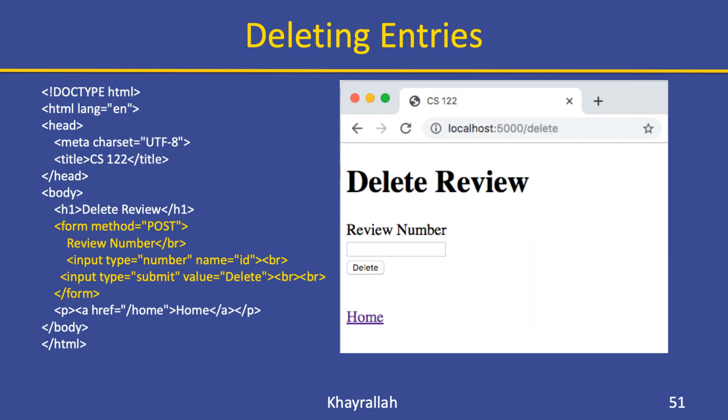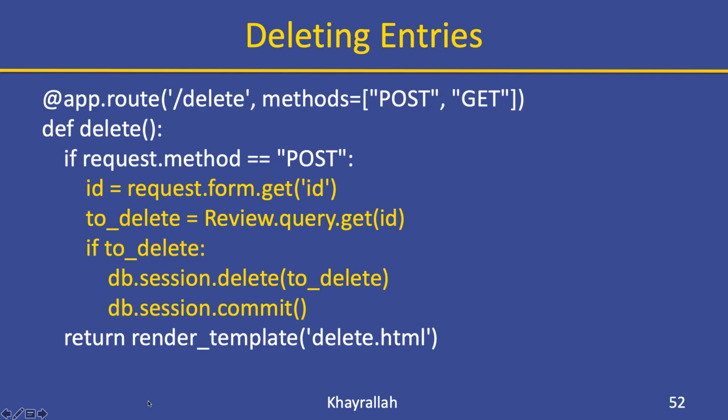So we can create a template for the delete route, and we have to have a form here, and we have to enable post requests. So the user would have to enter the review number, that's the ID in the reviews table, and then click on the delete button to delete it. Here's the HTML form corresponding to that. We also have to go to our module and add a delete route. For the delete route, we have to enable the post and the get methods.